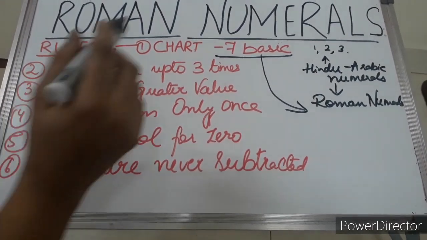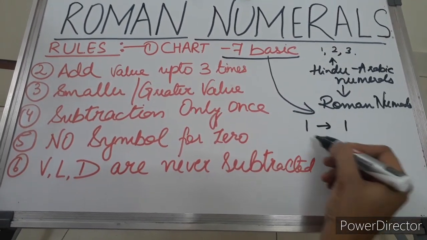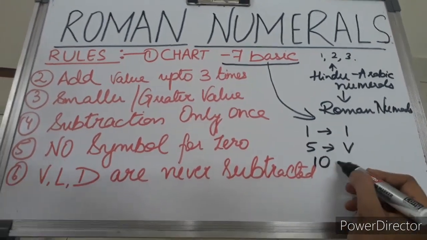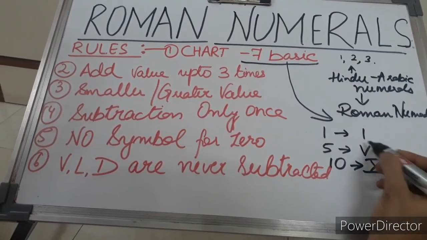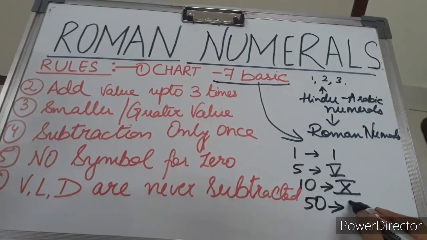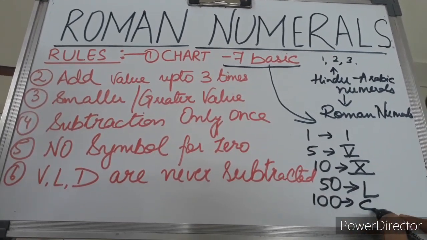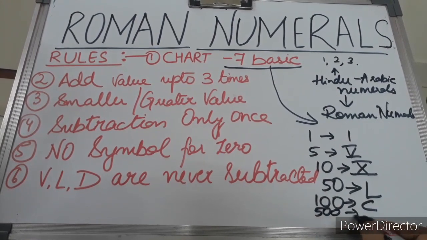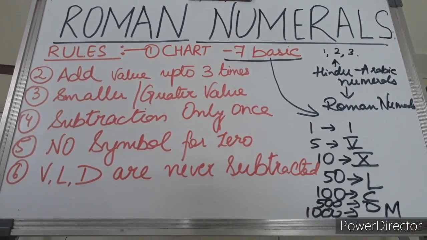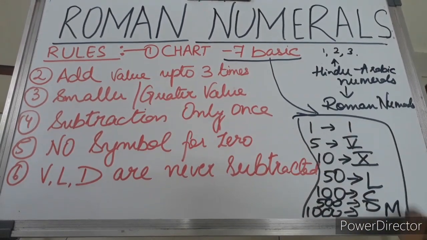Then second, with those rules: for 1 the Roman numeral is I, for 5 it is V, for 10 this is the way we need to write X, then for 50 we use the letter L, for 100 we use C, 500 we use D, and 1000 is the letter M. So these are the 7 basics which we need to remember every time we solve the sums.